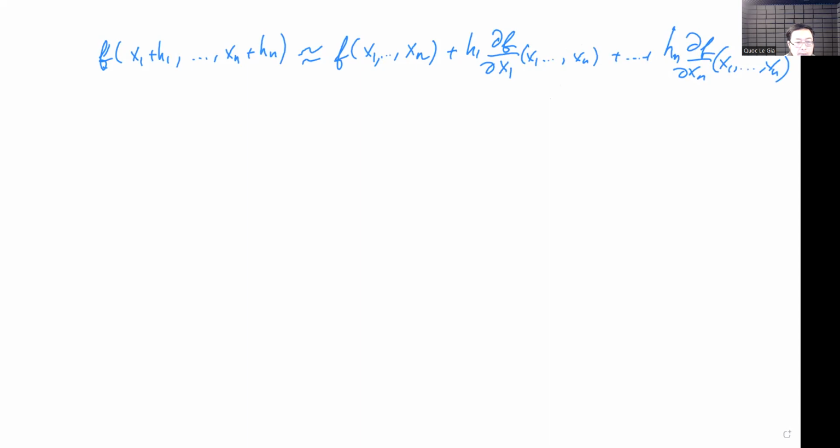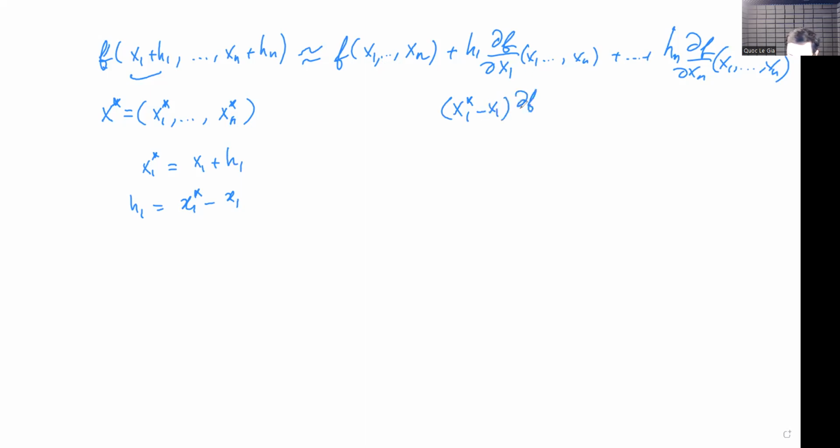But now what happened is I want to make x star. I want to consider this one to be my x star, so x star is x1 star up to xn star. And x1 star equals x1 plus h1. So if I put x1 star to be x1 plus h1, then h1 will be just x1 star minus x1. So this one is still x1, xn, but this one will become x1 star minus x1.